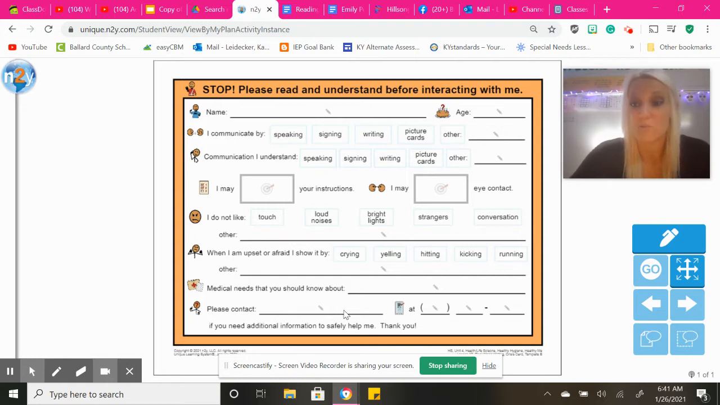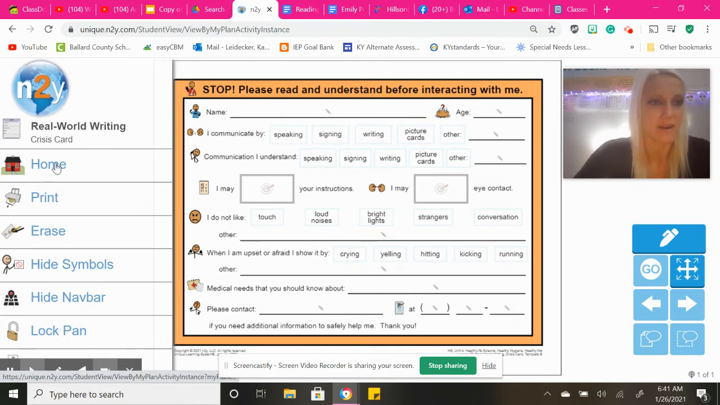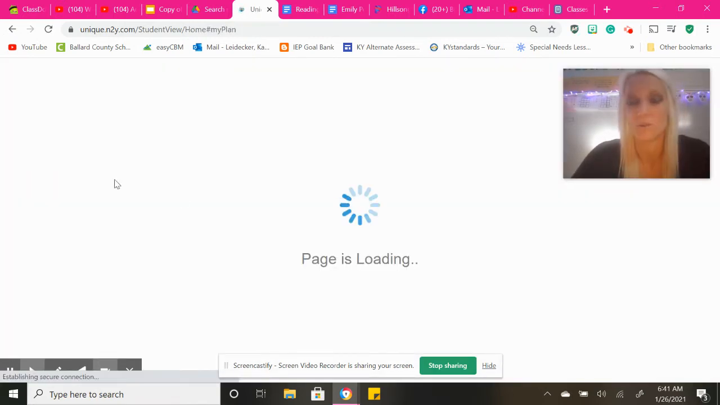Please contact, this would be your contact information. So a parent, probably you would put, or you could put Miss Slidecker. So in case anything were to happen to you, somebody would know who to call. So that is the crisis card for real world writing.